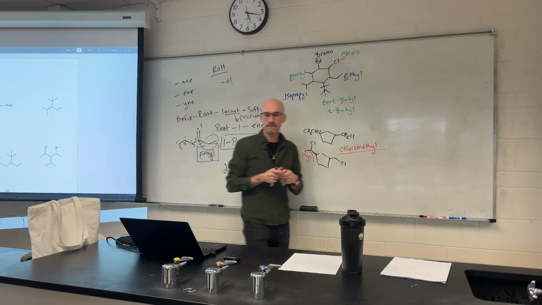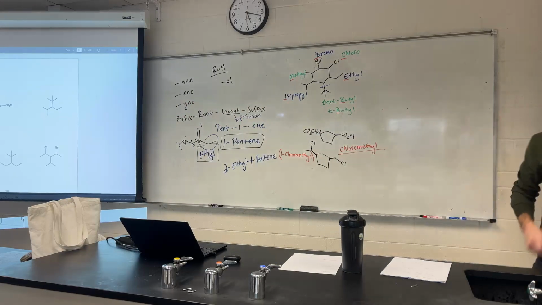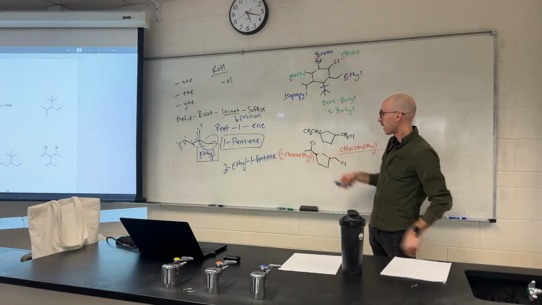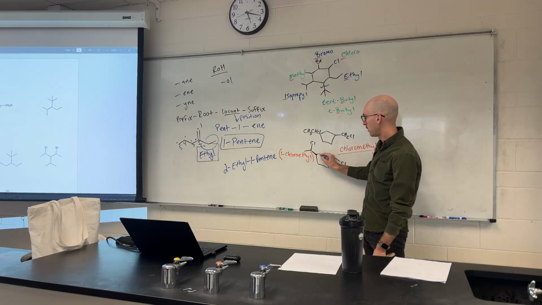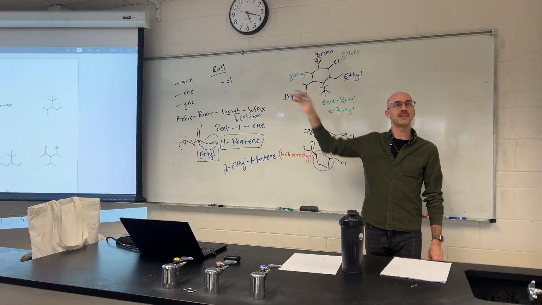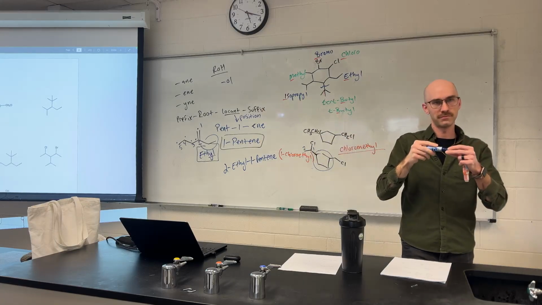Brenna. Good. Yes. That's exactly what I wanted you to point out. Our attachment to the parent chain, our parent chain is the ring. So our attachment starts from the parent chain and numbers out away from that group. Perfect.